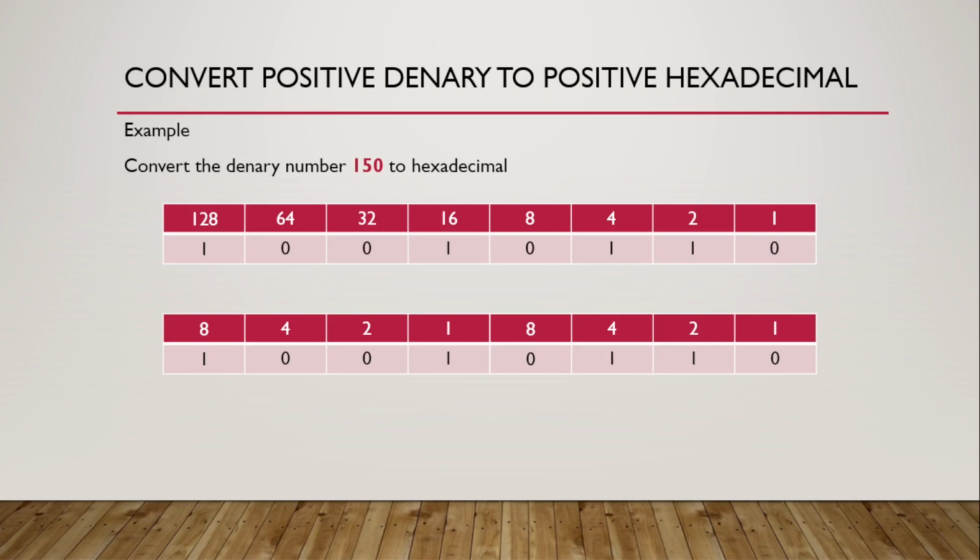Now let's proceed, and we are going to extract the values. For the first table, we have 8 plus 1, 9. And for the second table, we have 4 plus 2, 6. Hence, 150 in denary is equivalent to 96.